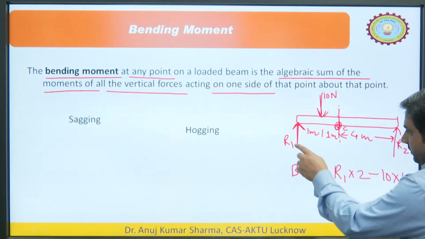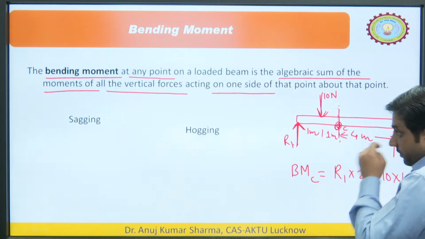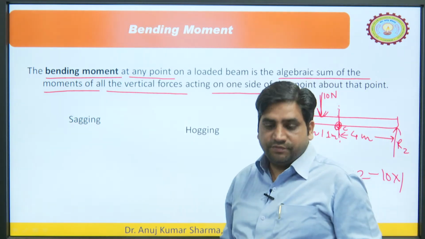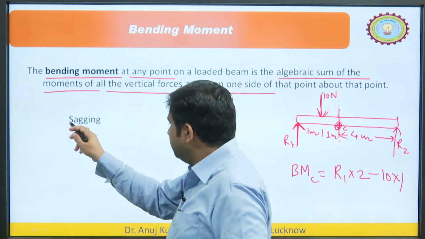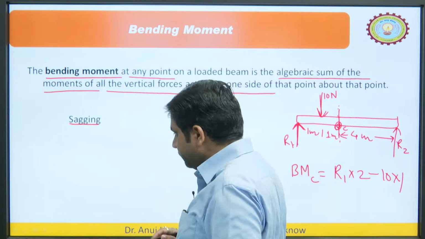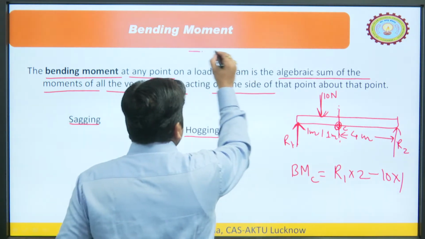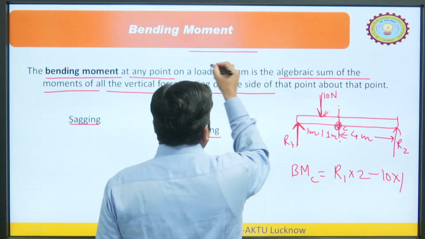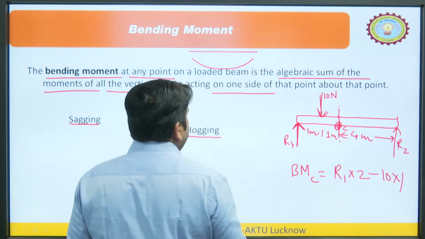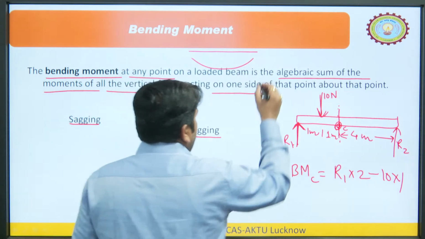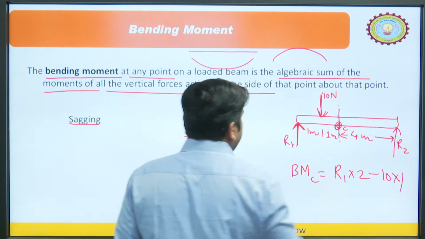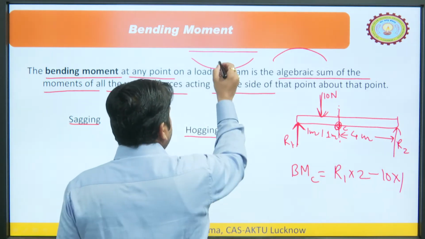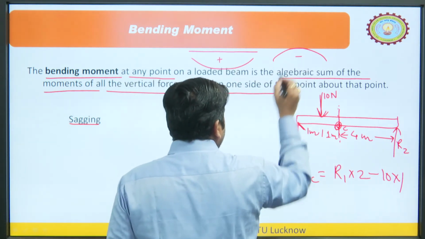Now, why have I taken this as positive and this as negative? We have to take the sign convention again. For sign convention we consider these two terms, sagging and hogging. If we have a beam like this and we apply the moment like this and after bending it goes like this, it is sagging bending, and if it bends like this, it is hogging. We always consider this bending as positive and this bending as negative.